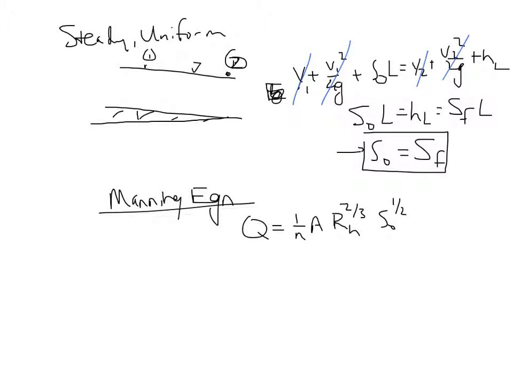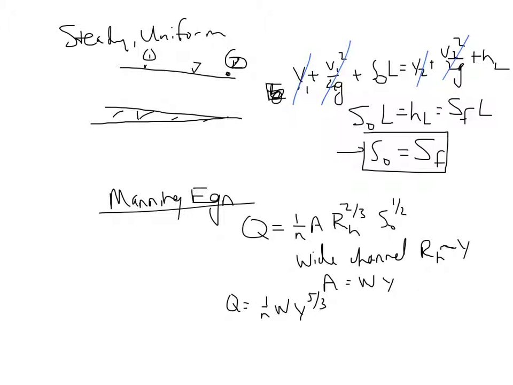In a wide rectangular channel, the hydraulic radius is approximately equal to the depth, approximately equal to y. And the area is equal to the width times y. So what we end up with is that Q is equal to 1 on n times the width, y to the 5/3, channel slope to the 1/2. This result, Manning's equation, is the theoretical balance that would occur if flow was infinitely uniform along our channel.